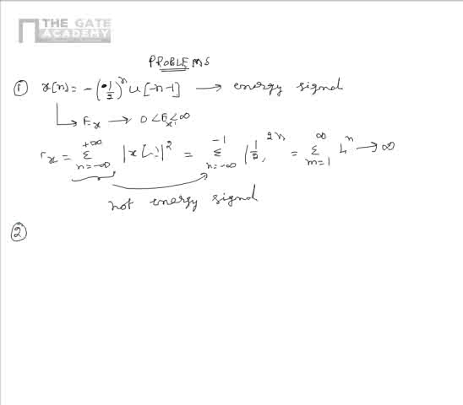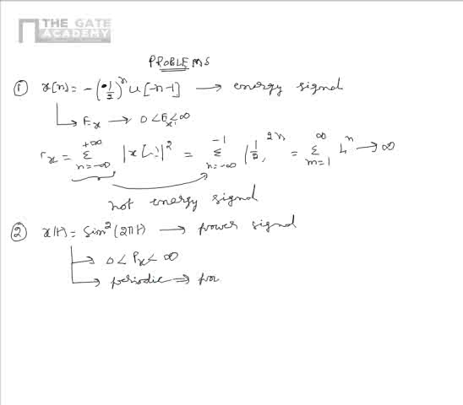Now let us consider another problem, that is, there is a signal x of t given, that is equal to sine square of 2 pi t. We have to find if the signal is a power signal. The given signal would be a power signal if its power is finite, that is, the power of the signal should be between 0 and infinity. Alternatively, if we are able to prove that the given signal is periodic, then also the signal is a power signal. This is just a sufficient condition and is an alternative to proving that the power of the given signal is finite.